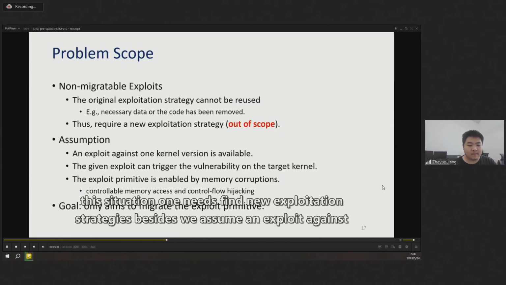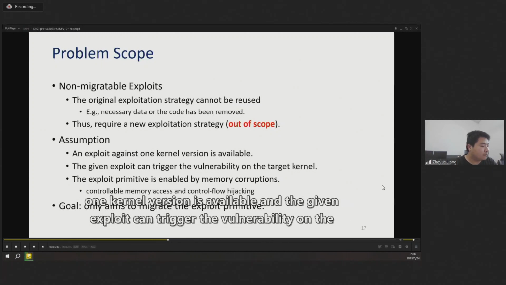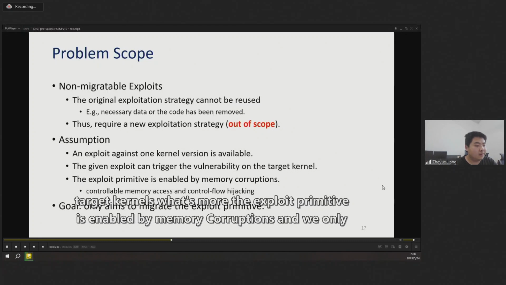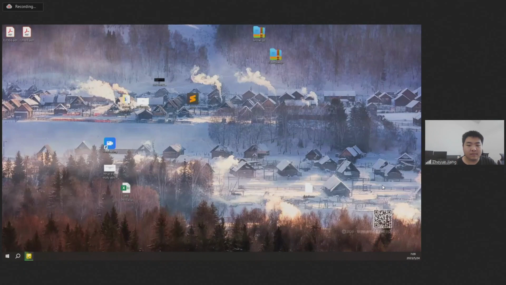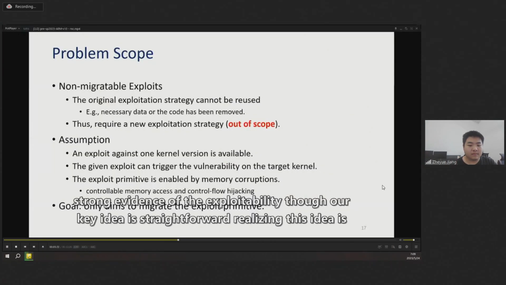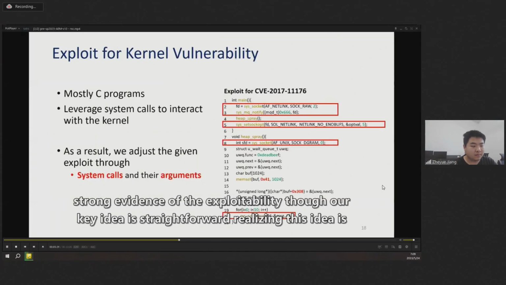Besides, we assume an exploit against one kernel version is available, and the given exploit can trigger the vulnerability on the target kernels. What's more, the exploit primitive is enabled by memory corruptions, and we only aim to migrate the exploit primitive since triggering the exploit primitive is already strong evidence of the exploitability. Though our key idea is straightforward, realizing this idea is quite challenging.